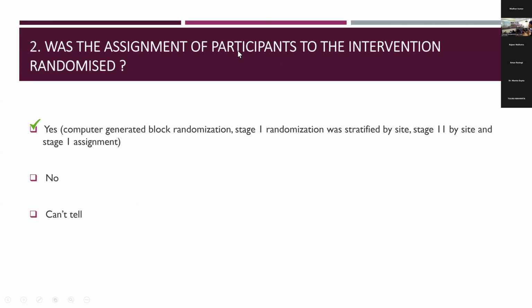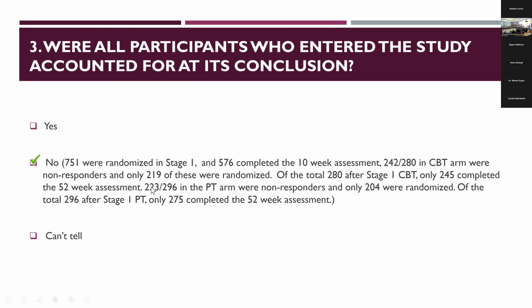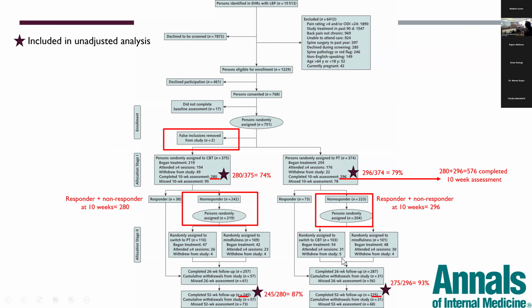So, was the assignment of participants to the intervention randomized? Yes, they did a computer-generated block randomization using REDCap, and stage 1 randomization was stratified by site, stage 2 by site and stage 1 assessment. Were all participants who entered the study accounted for at its conclusion? No, they were not. This is the CONSORT diagram for this study. Because the flow is similar to an RCT, they report a CONSORT diagram in SMARTs as well.